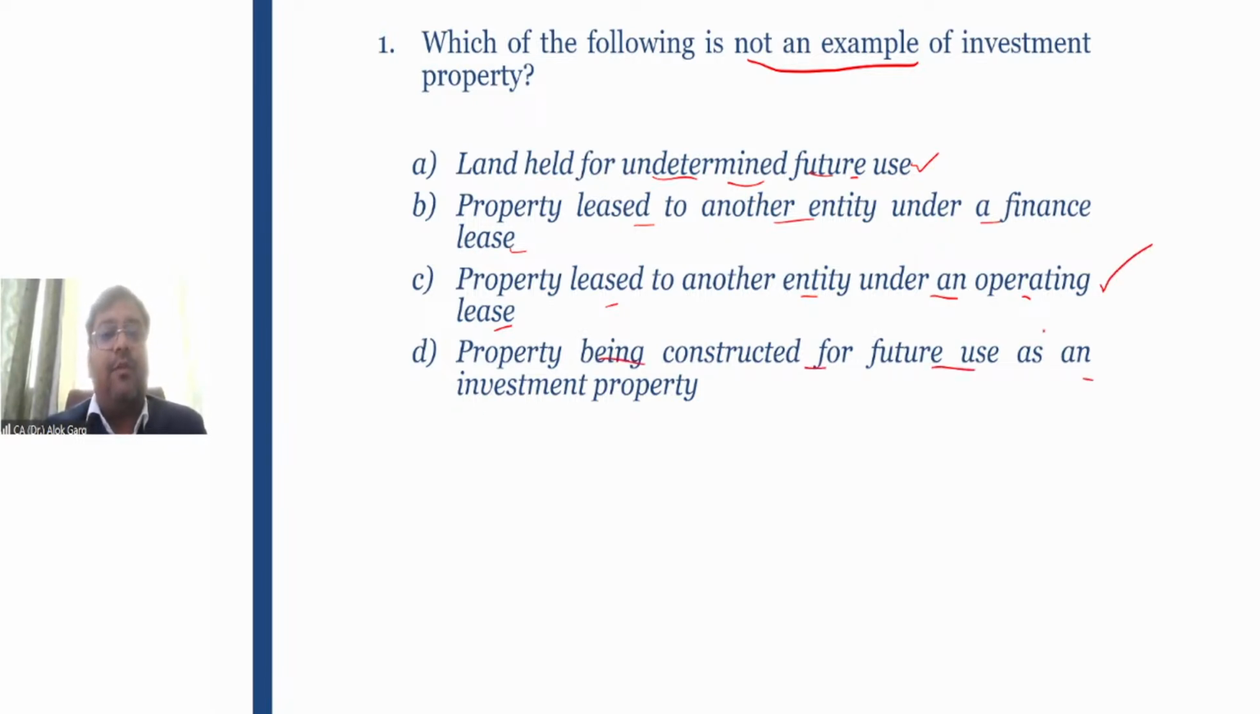Property being constructed for future use as investment property, it is an example of investment property. Property leased to another entity under a finance lease: if it is under a finance lease, there is no asset in the books. So this is the right answer, B.